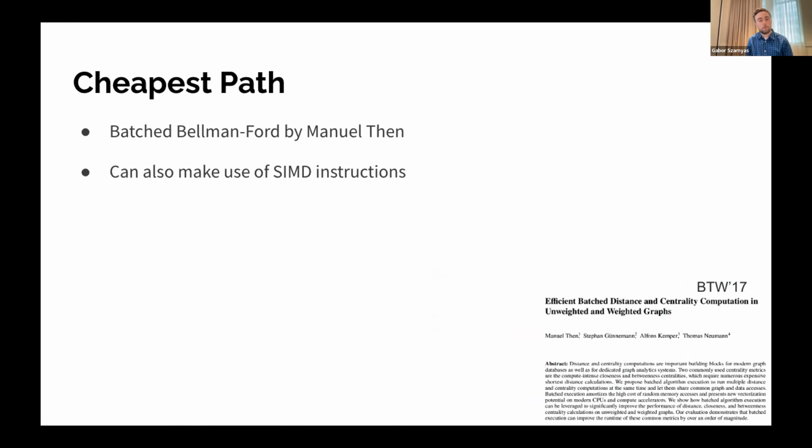We had a similar implementation for the cheapest path. We used the batch Bellman-Ford, also by Manuel Then. It was published in the BTW paper in 2017. And it can also make use of SIMD instructions. I thought I was going to be short on time, so I won't dive into too much detail, but you can find it in this paper.